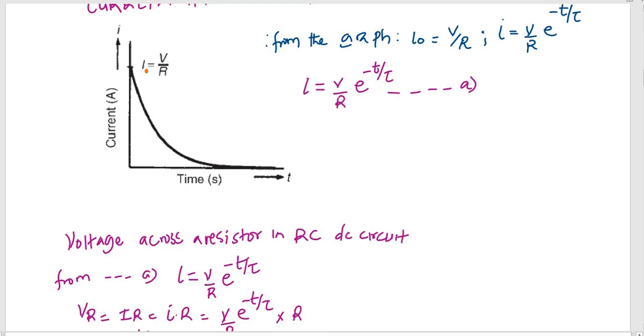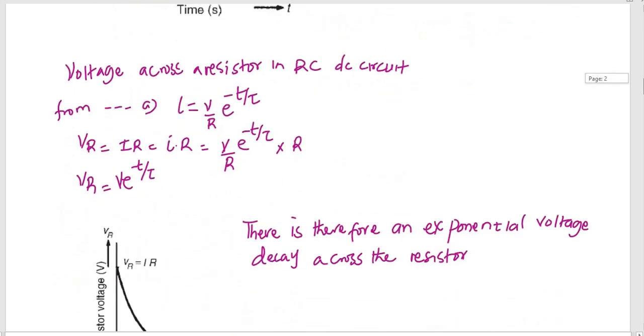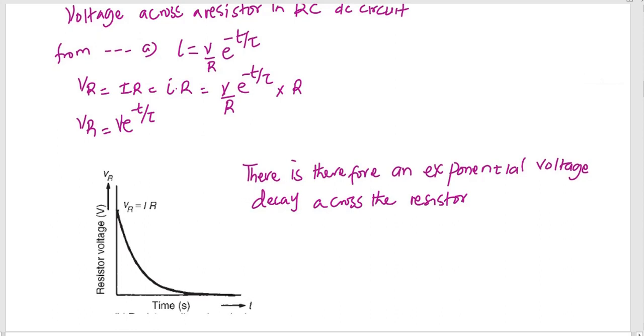Now, if we are to proceed, let us look for the voltage across the resistor in an RC DC circuit. From that equation, I equals V out of R exponential of negative t divided by tau. It means the voltage across the resistor VR is equal to IR, which is I, given above, times R. So this will be V out of R exponential of negative t out of tau times R, and therefore VR is equal to V exponential of negative t divided by tau.